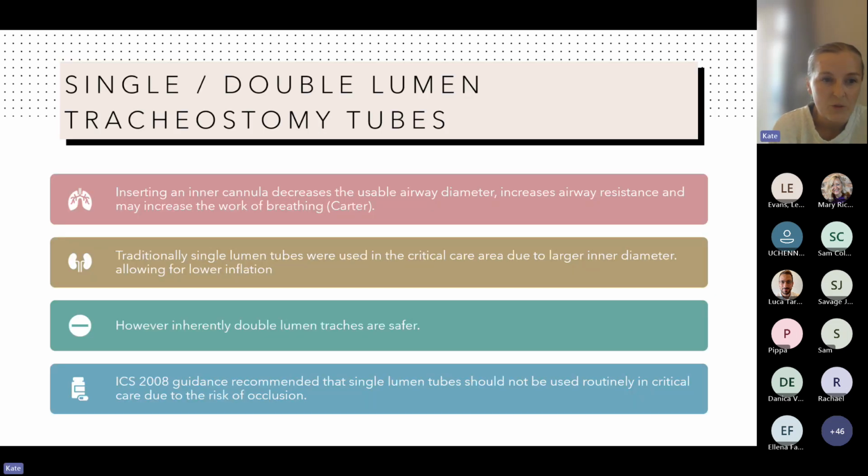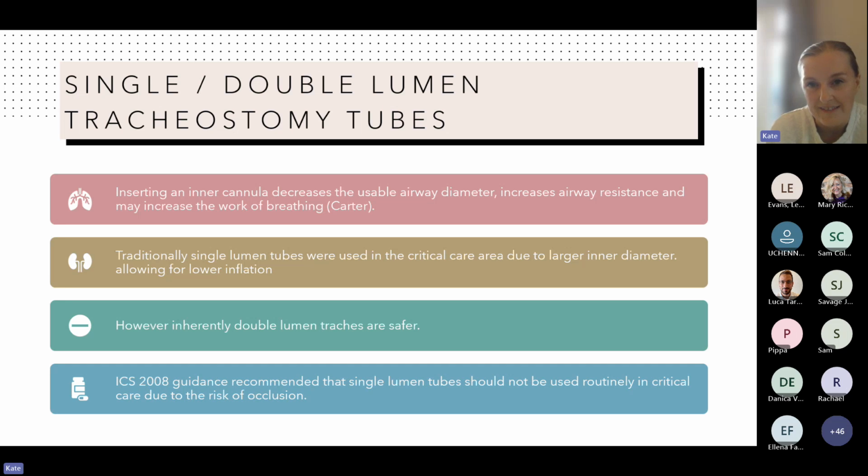You also need to think about single or double lumen. I love a double lumen tracheostomy. It's inherently safer, especially in the environment that we're in, but especially in the community as well, whereas you can take an inner cannula out very, very quickly. You just have to bear in mind that with a double lumen, inserting an inner cannula does decrease the usable space, and it does create more resistance and more work of breathing. So it's a consideration that you need in the back of your head when you're considering it for your patients.